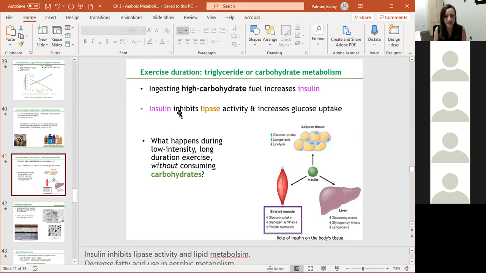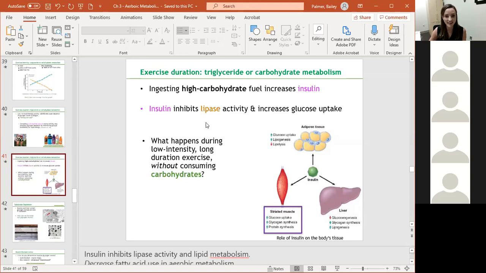One example here is, let's say that I consume a lot of carbs before exercise. So I am loaded up on carbohydrates, meaning my body has a lot of glucose and glycogen to use for energy. What happens to insulin? Insulin is going to be high because when we ingest a lot of carbs, we have to have insulin to move it into the bloodstream. Lipase though, lipase is going to be low.